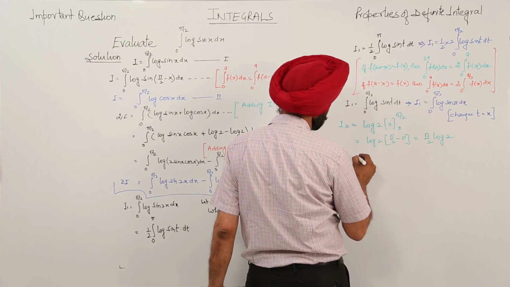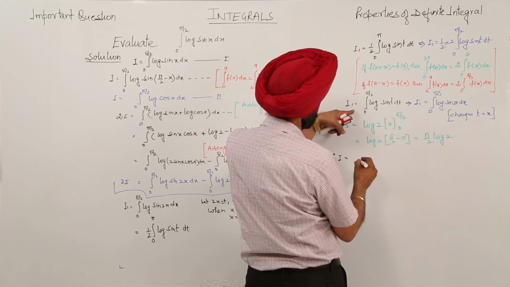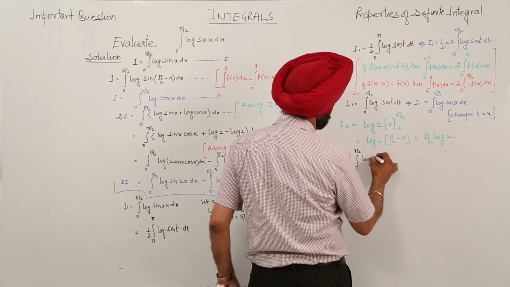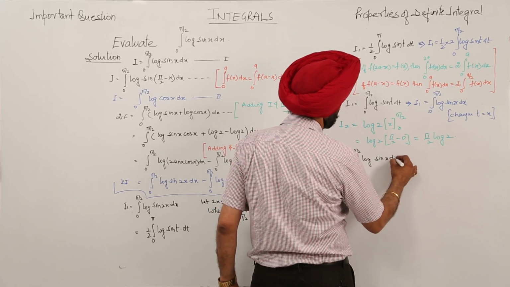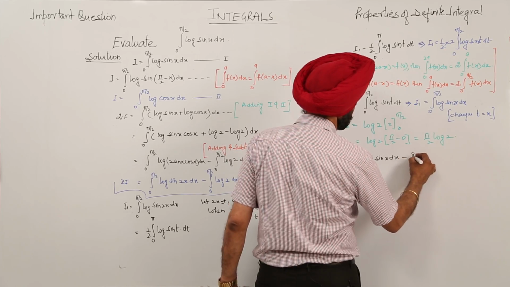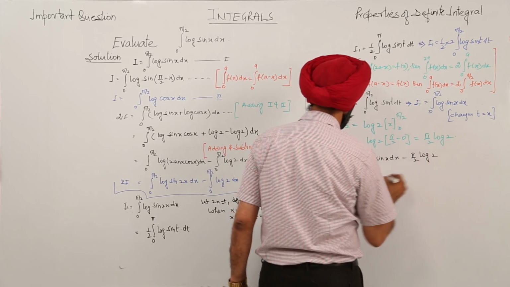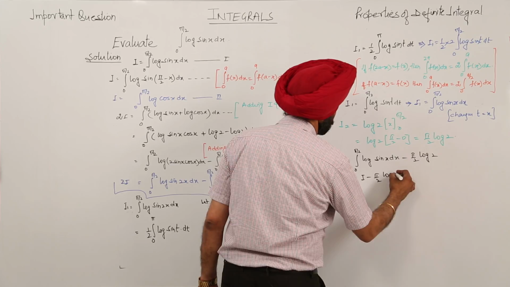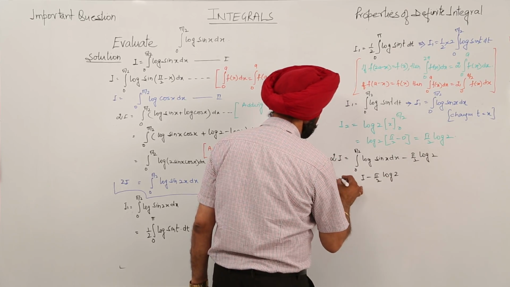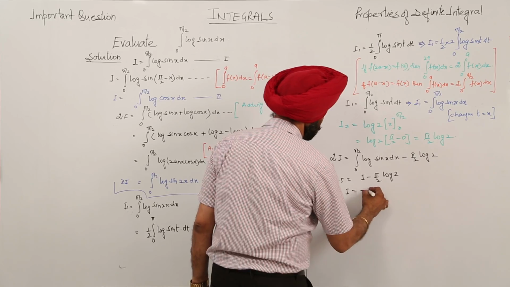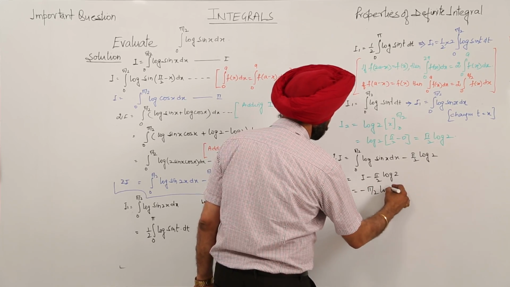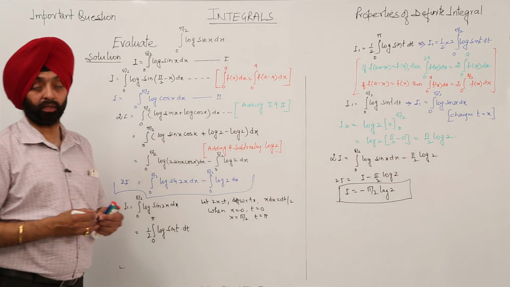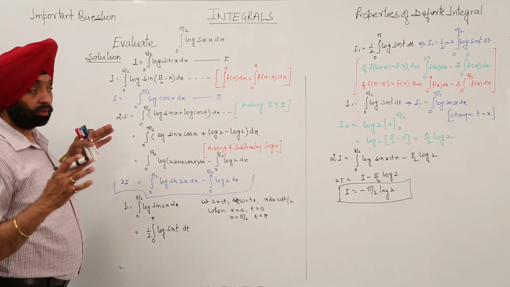So 2I is equal to I1 minus I2. I1 is the integral from 0 to pi by 2 of log sin x dx, which is I, minus pi by 2 log 2. So 2I is equal to I minus pi by 2 log 2, and I is equal to minus pi by 2 log 2. So this is the very important integral, and this should be learned.